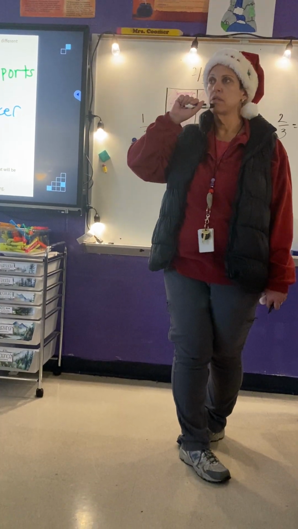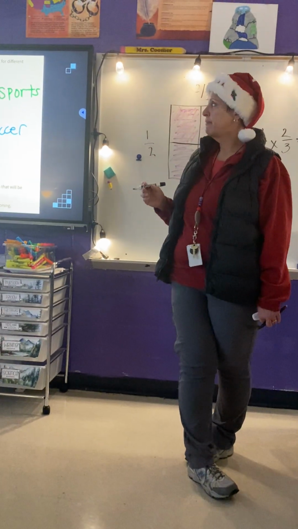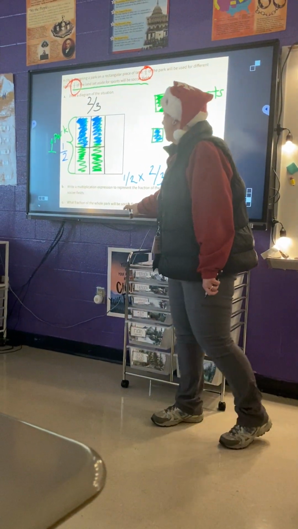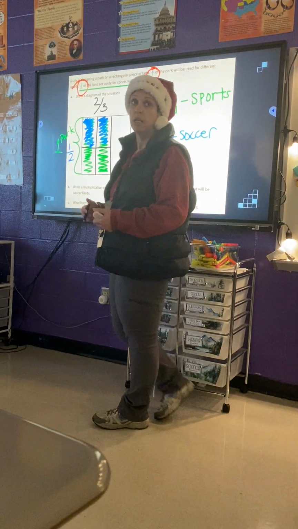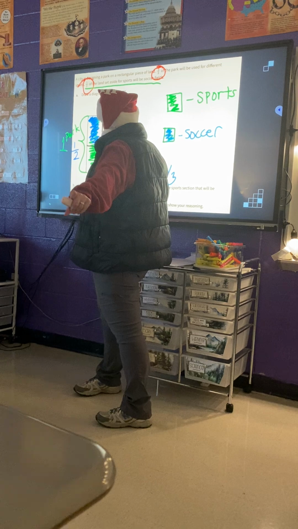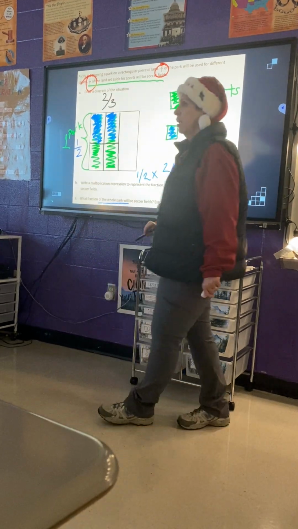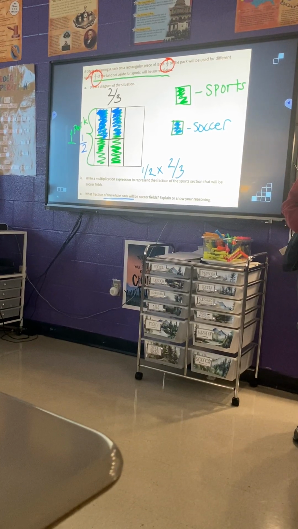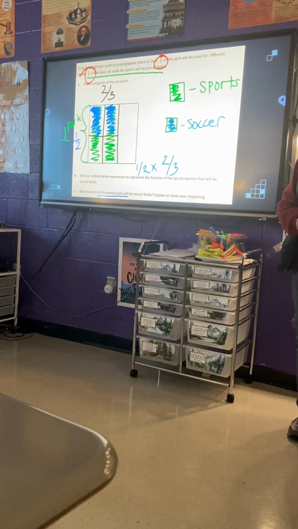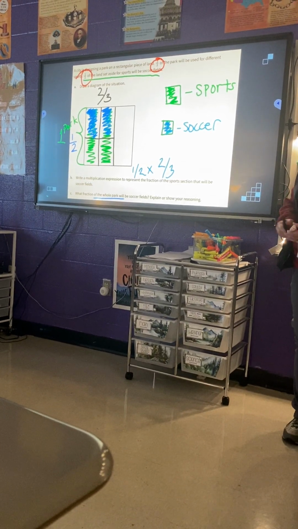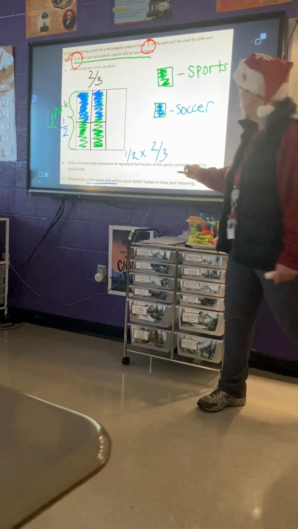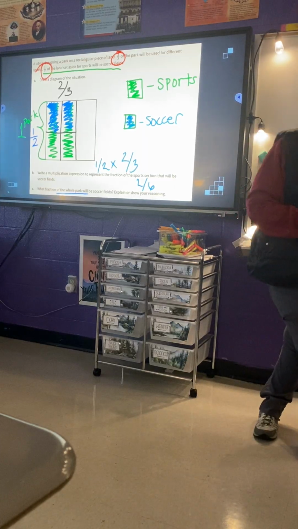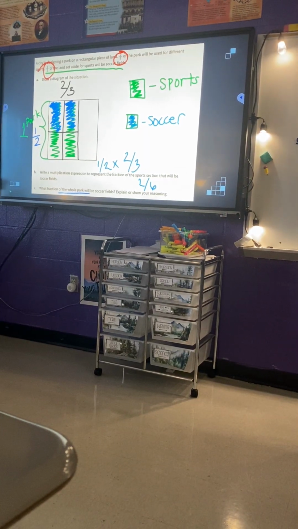2/6. Yes, sir. But it says the soccer field will be 1.5. So what fraction of the whole park, you missed something. Look at me. What fraction of the whole park will be a soccer field? So you want me to put this down? What fraction of the whole park is going to be a soccer field? 2/6. Translated into 1/3.